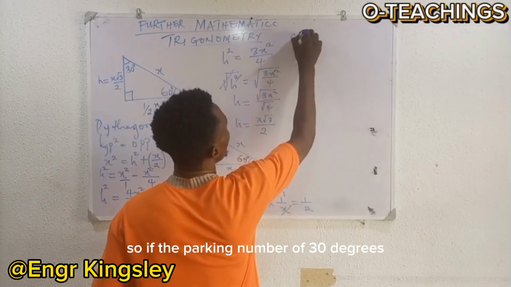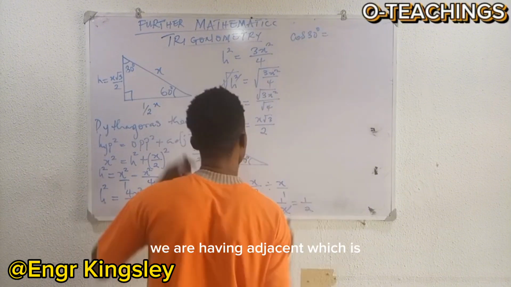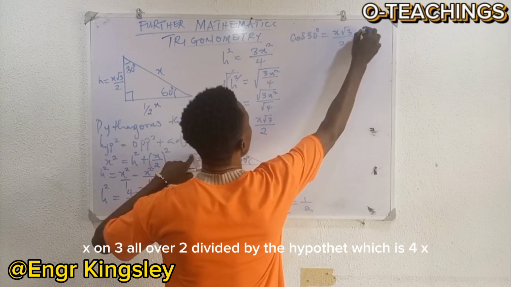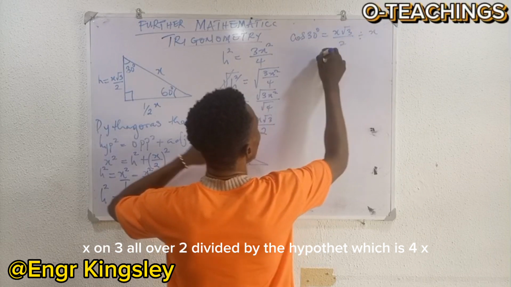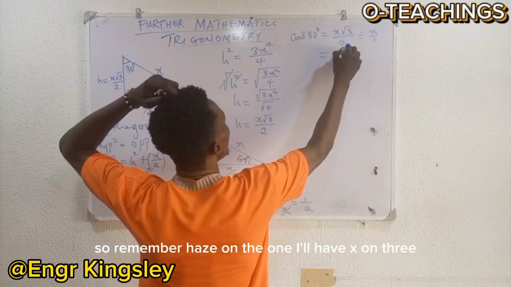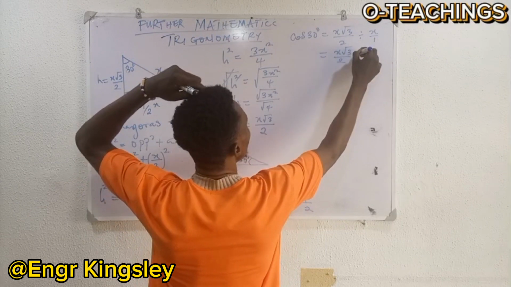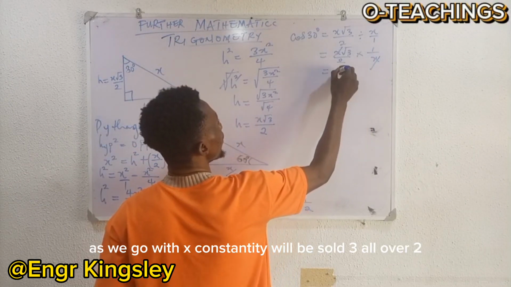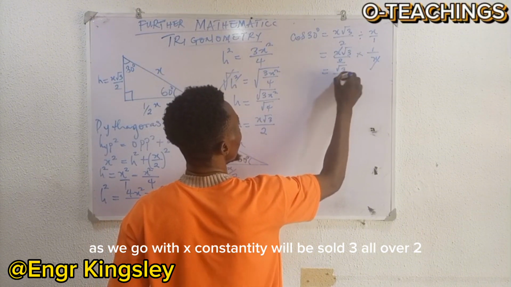If you are talking about cos 30 degrees, you have adjacent, which is x root 3 all over 2, divided by the hypotenuse, which is x. Remember, here is over 1. I'll have x root 3 multiplied by 1 all over x. x will go with x. Cos 30 will be root 3 all over 2.